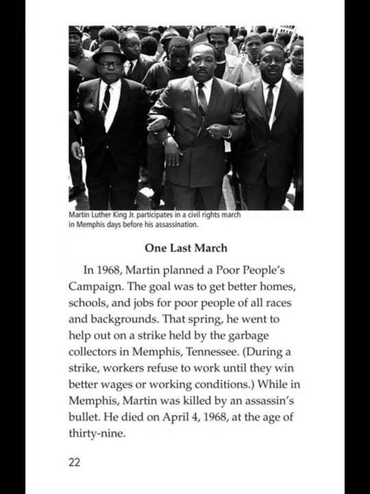Martin Luther King Jr. participates in a civil rights march in Memphis days before his assassination. One last march. In 1968, Martin planned a poor people's campaign. The goal was to get better homes, schools, and jobs for poor people of all races and backgrounds. That spring, he went to help out on a strike held by the garbage collectors in Memphis, Tennessee.